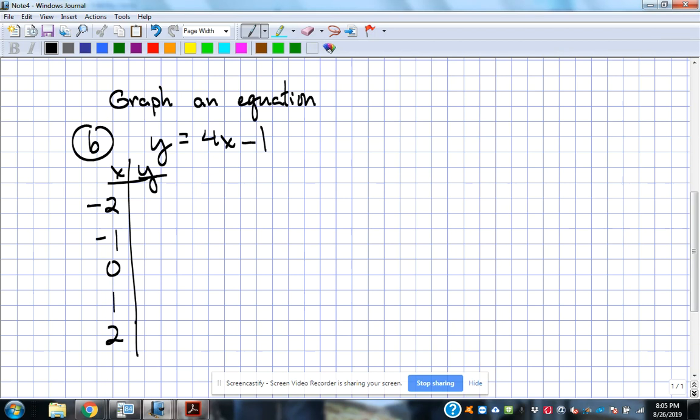So start with plugging in -2. If I plug in -2 for x, what's 4 times -2? -8 minus 1, -9. So the y value is going to be -9. If I plug in -1 for x, -4 minus 1 would be -5. If I plug in a 0 for x, -1. Plug in a 1 for x, 3. 2 for x, 7. We get 5 ordered pairs that we've created there.